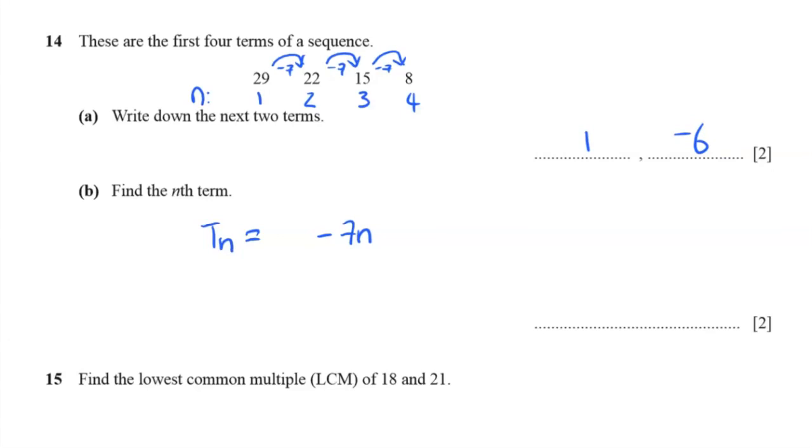But for the first one, when n is 1, 7 times 1 is 7. What are we subtracting 7 from to get 29? Well, we subtract 7 from 36. And so we'll have 36 minus 7n. Well, that's what we're looking for. That's the nth term. And we should just write that, I guess, in the answer space.